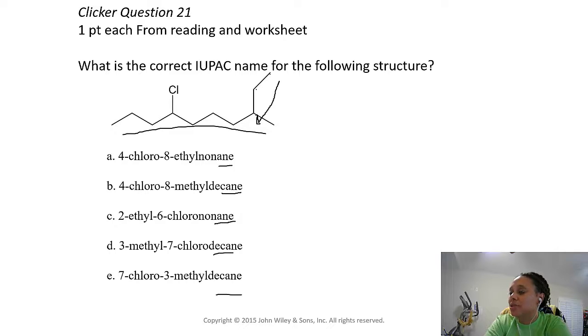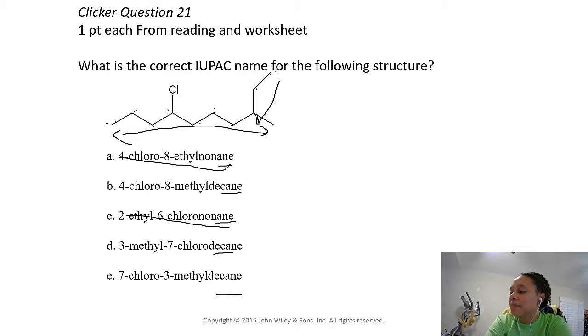1, 2, 3, 4, 5, 6, 7, 8, 9. Sorry, 10. So going in that direction is 10. Going from left to right or right to left straight, that's only going to give us 9. So that helps us to eliminate some of our answers. So it's going to be decane.